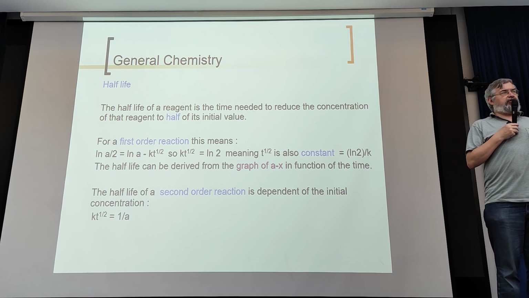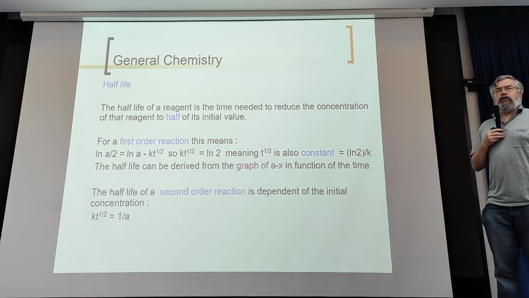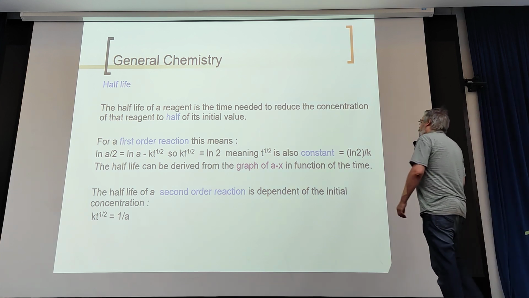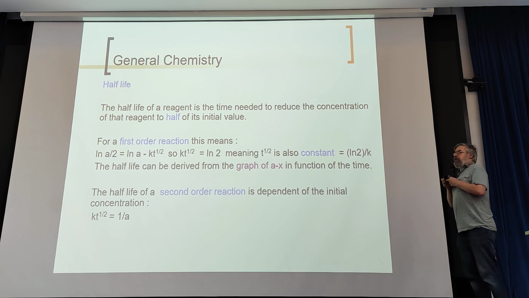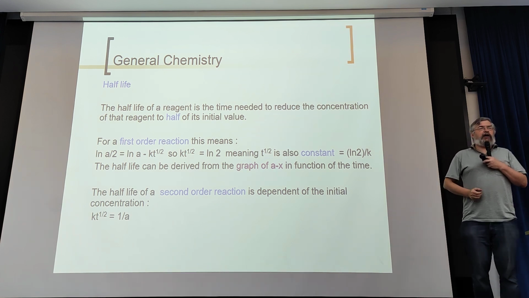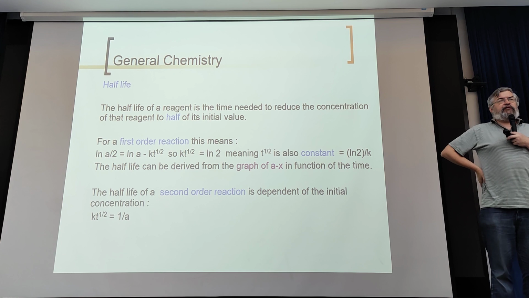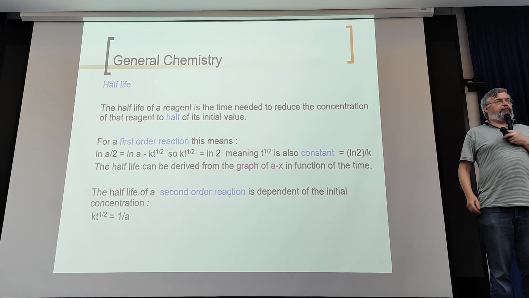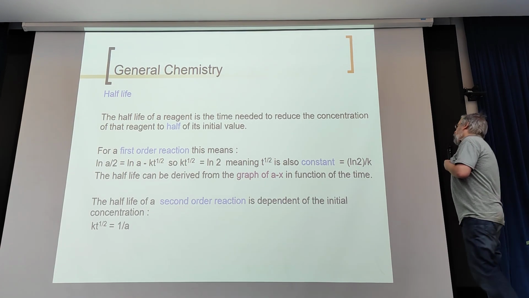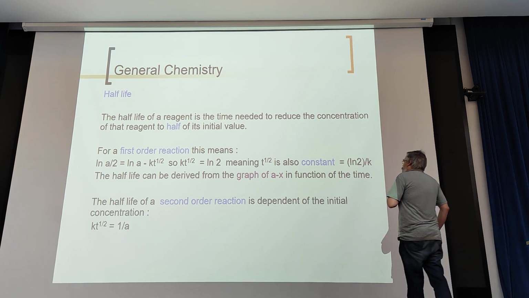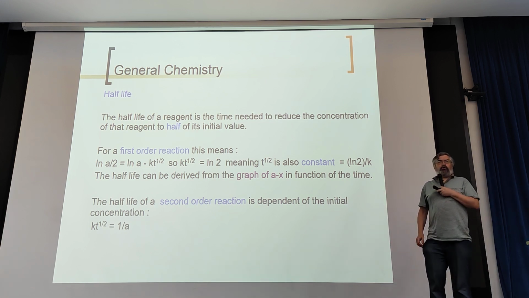And now this is a second way to characterize the first order reactions. Because that's a characteristic they have: a constant half-life, and actually we can derive from that half-life the rate constant. Because the half-life is actually ln 2 divided by the rate constant. So for a second order reaction it's a little bit more complicated.